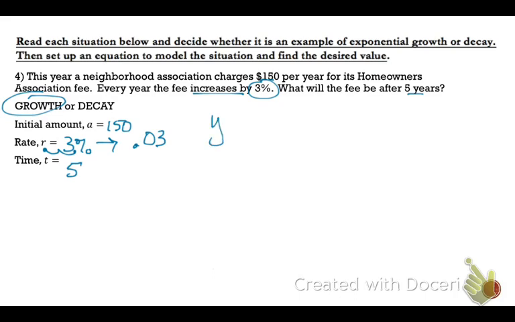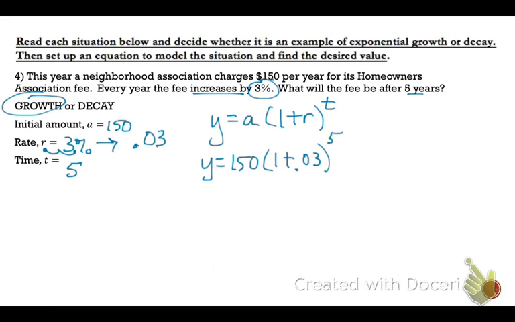So since it's growth, we're going to use our growth formula. So y equals a times (1 plus the rate), all raised to the t. So our beginning amount is 150. 1 always stays the same. And what the 1 does is that brings the original amount into our equation. And then our rate, we're going to use decimal and raise it to the 5th power. Now let's do parentheses first.